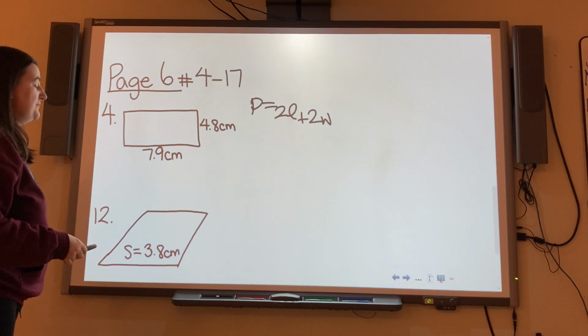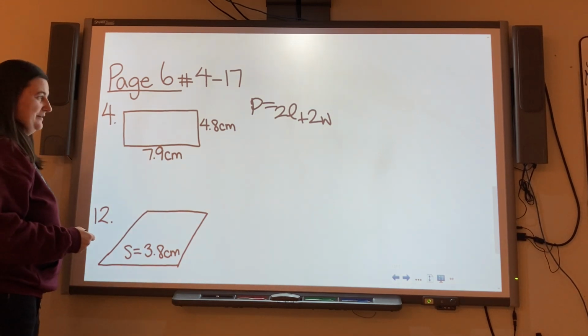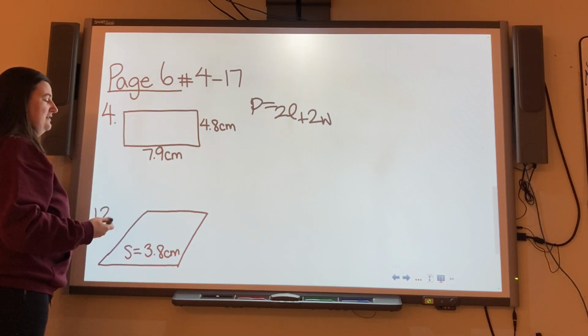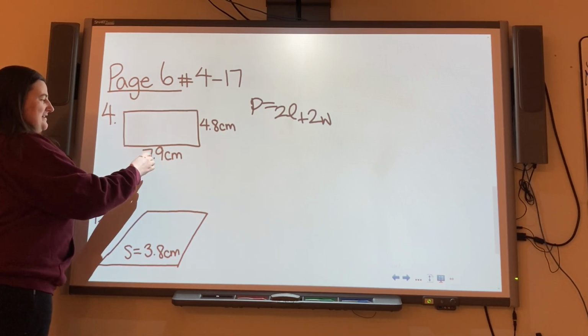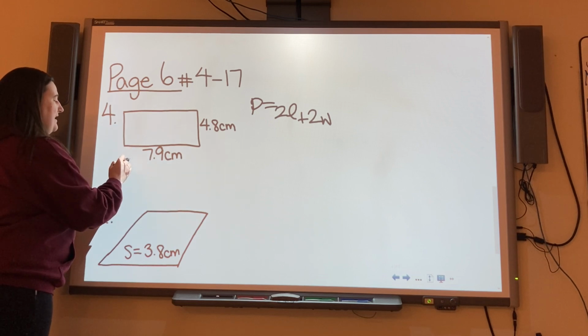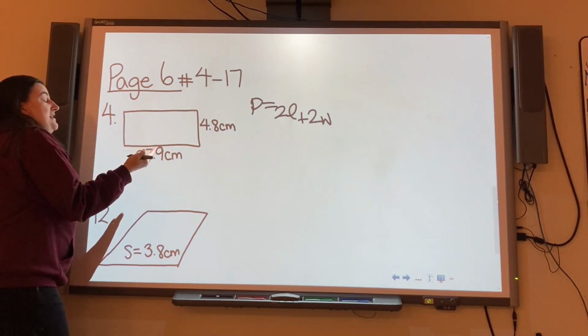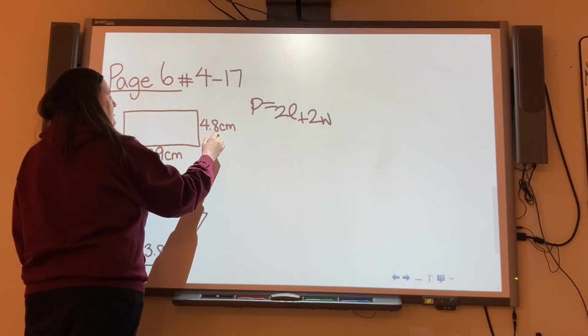So which one's the L and which one's the W? The L is the long one. So you look at your diagram. 7.9, 4.8. 7.9 is your L. So that means that 4.8 must be your W.